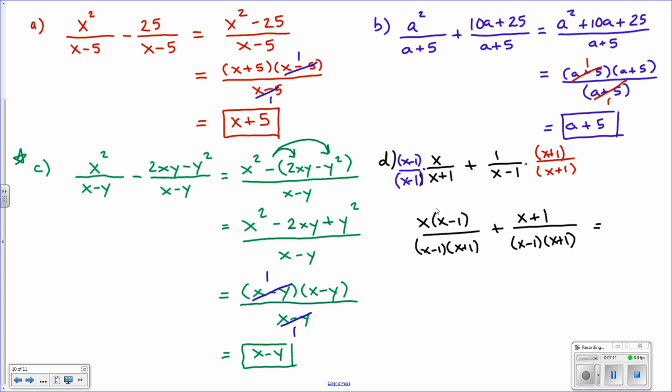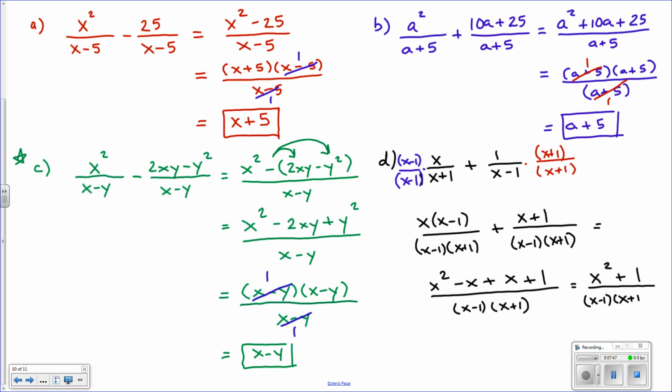So I'm going to distribute this as I'm doing it. So x times x gives us x squared. x times negative 1 would be minus x plus an x plus 1 all over the quantities of x minus 1 times the quantity of x plus 1. Combine our like terms, and we get x squared plus 1 over x minus 1 times x plus 1.